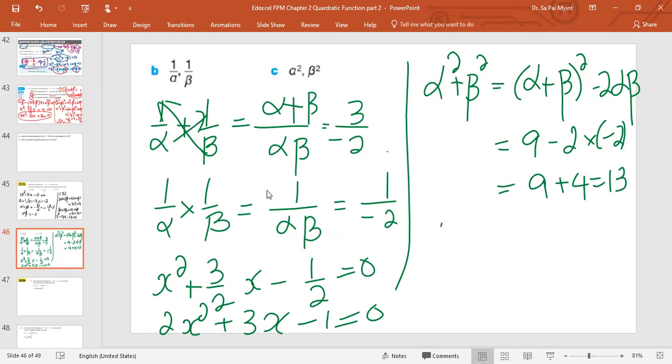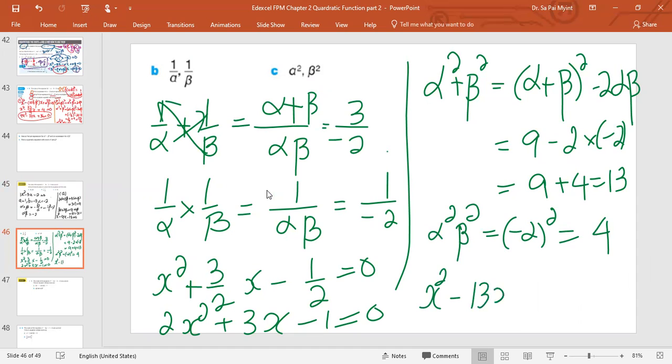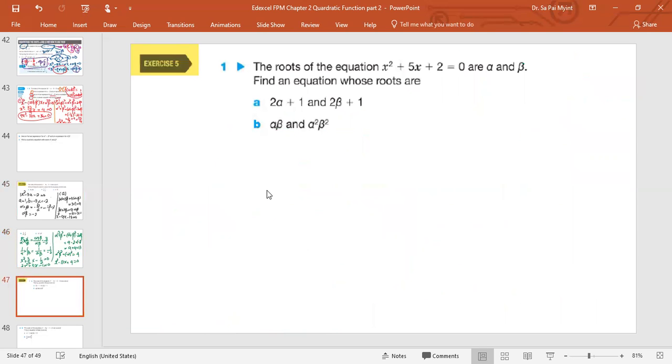And then after the sum, we need to find the multiplication. Alpha square times beta square means alpha beta, the whole square. So alpha beta square means minus 2 the whole square, which is 4. Write down the equation: x square minus the sum, which is 13, x plus the product, which is 4, equal to 0. This is the required solution.